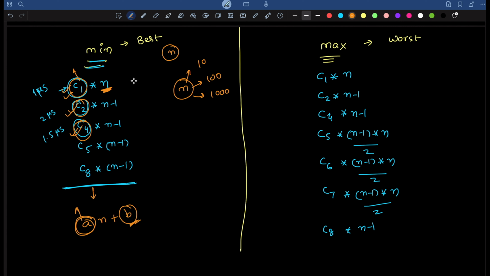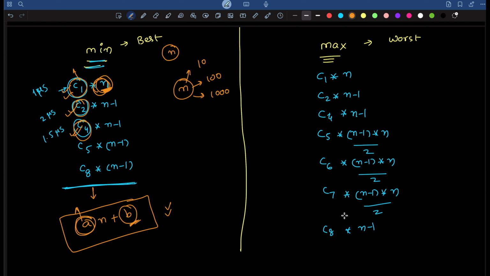Therefore, in the best case, the total running time of an insertion sort algorithm is an plus b, where a and b are constants that can be computed using C1, C2, C4, C5 and so on. As the size of the input array increases, the only variable that changes is n here. So this represents the best case running time. Now let's go and analyze the worst case.